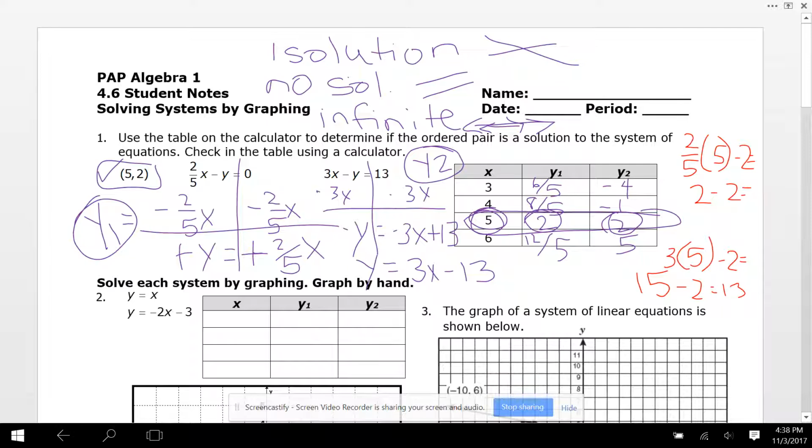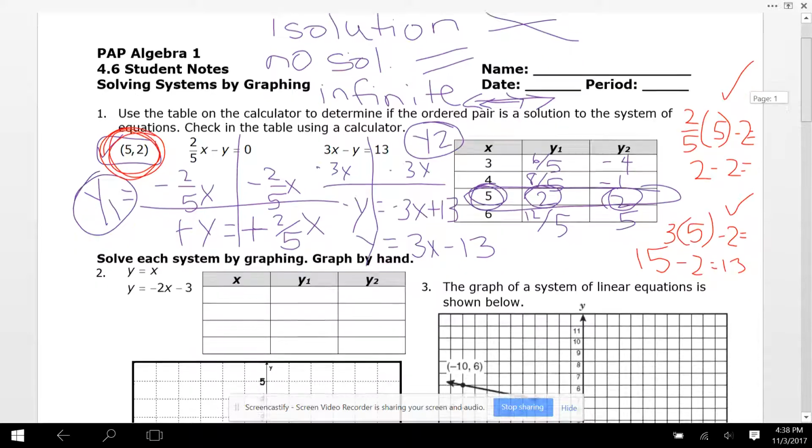So it also works if I substitute it in. I can see that that ordered pair is a solution because it is on both of the lines. Okay, so let's do number 2.